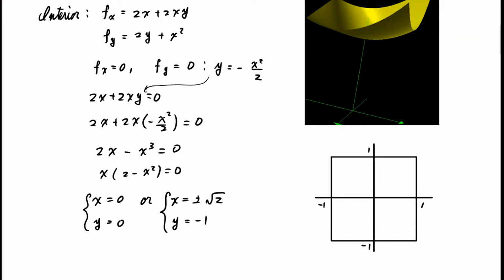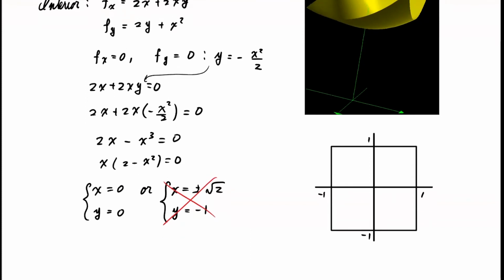This is a nice solution, but it's out of the boundary. It's outside of this boundary. So on a zoomed out picture, we saw something lower, right? But here, it's outside of our boundary. So we throw this away. So the only candidate is that point right there, 0, 0. You know what I'm saying? So we get 0, 0 out of this.